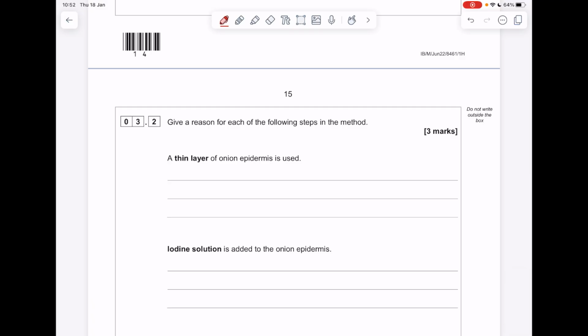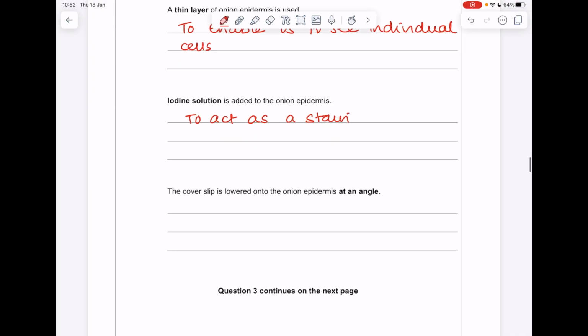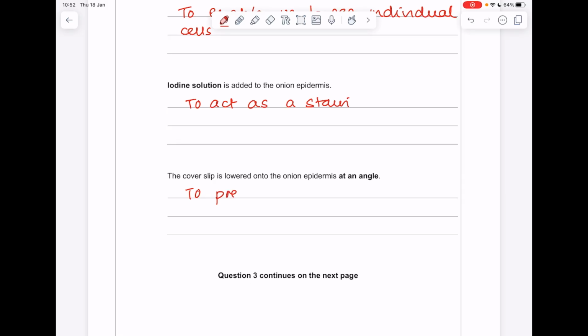Give a reason for each of the following steps in the method. Why are we using a thin layer of onion epidermis? To enable us to see individual cells. Iodine solution is added to the onion epidermis. It acts as a stain. The cover slip is lowered onto the onion epidermis at an angle. That's to prevent air bubbles being trapped.